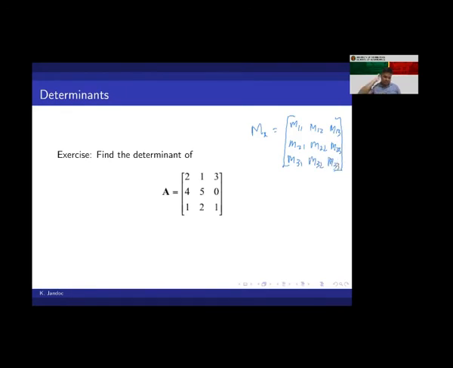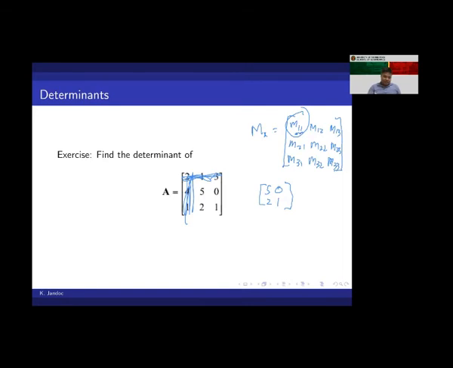Okay, how do you get M11 again? To get M11, you delete the first row and first column of matrix A. You're left with this submatrix, 5, 0, 2, 1. Okay? Now get the determinant of that.